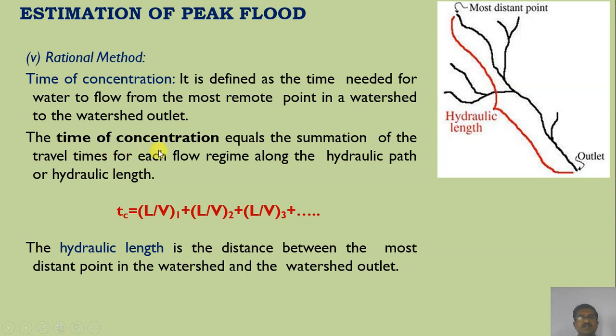The time of concentration equals the summation of the travel times for each flow regime along the hydraulic path and hydraulic length. The formula is given as TC is equal to (L by V1 plus L by V2 plus L by V3), and so on, depending upon how many hydraulic or flow regimes are available. Hydraulic length is the distance between the most distant point in the watershed and the watershed outlet.